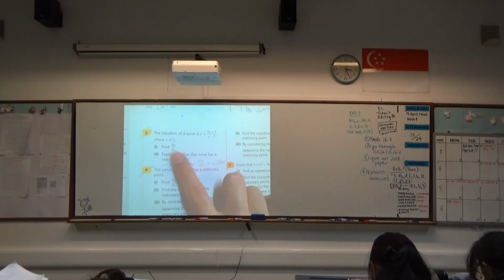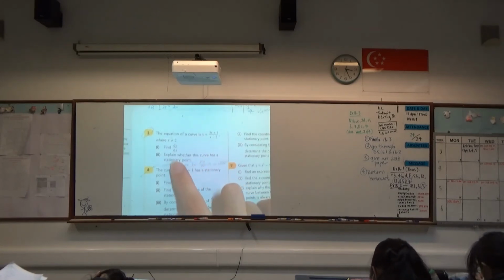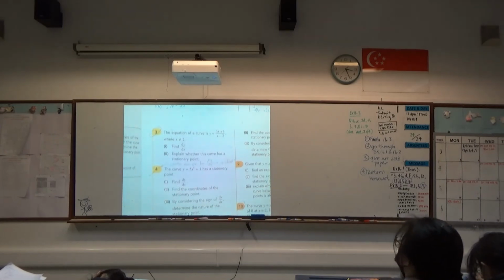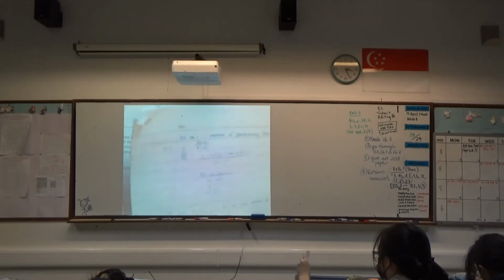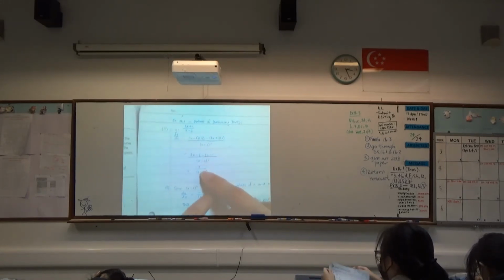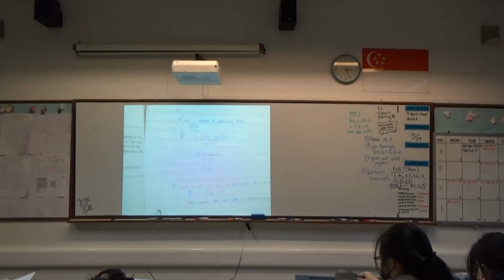Find derivative, no problem. Part 2. Explain whether this curve has a stationary point. For there to be a stationary point, dy over dx must be equal to 0. So you do your dy over dx already and arrive at this. It's a bit blur.